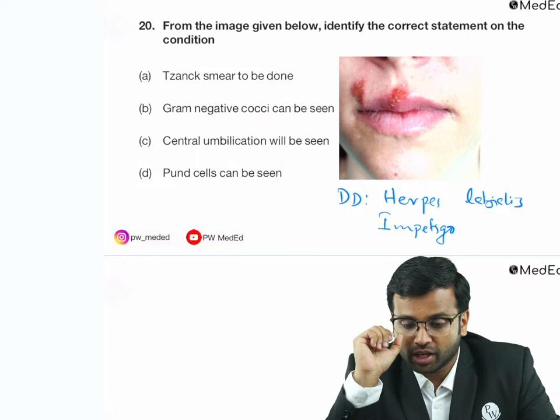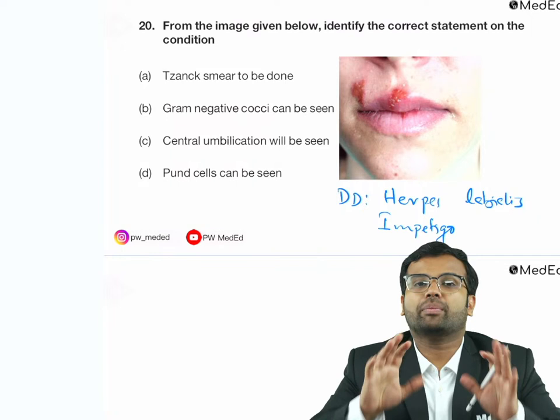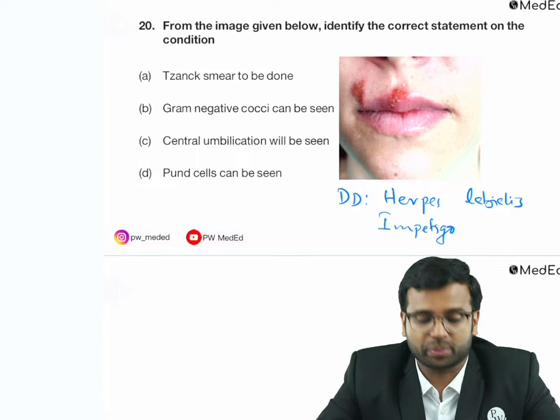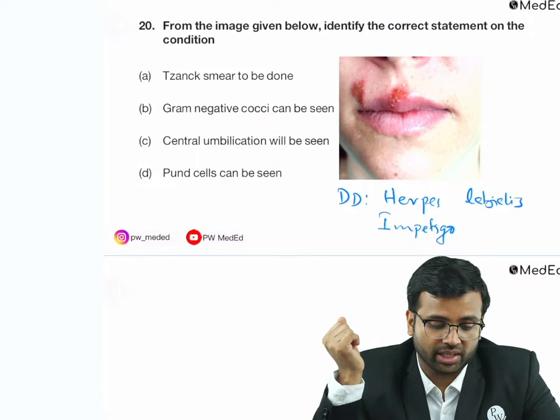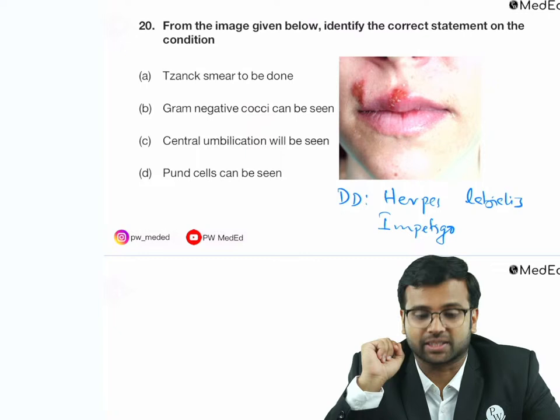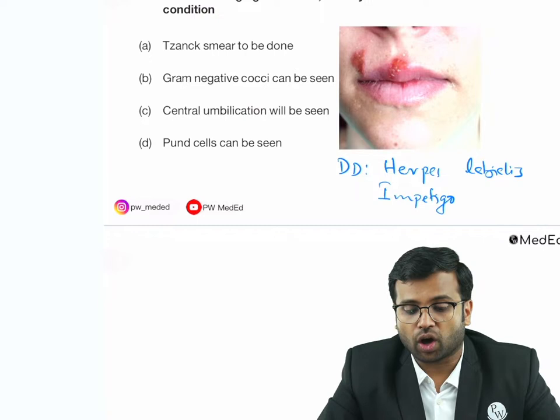Okay. So very good. Anisur, Bhargavi, MedPsycho, all of you are answering. Now, keeping these two differential diagnoses in mind, let us see what the options are. First one is a Tzanck smear has to be done. Second one is gram negative cocci can be seen. Third one is central umbilication can be seen. And the last one is Pund cells can be seen. Now what is the right answer? Now who can guess? So MedPsycho says it is option A. So how many of you agree with MedPsycho or how many of you are having a different opinion?